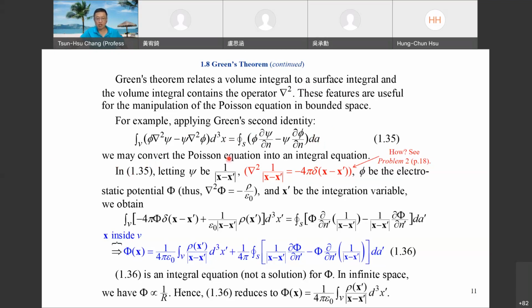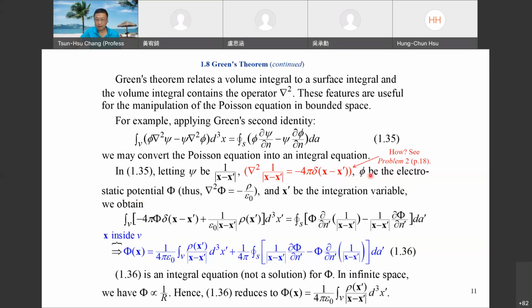We may convert the Poisson's equation into an integral equation. Okay? So let psi be this one. This is psi. And then Laplacian psi will be this one. If you remember, when you were an undergraduate student, sophomore, we learned this one before. So that's not new to you. However, because you had a long summer vacation, I will show you this one again in Problem 2 later on. And we will show you how to derive this equation again on page 18.